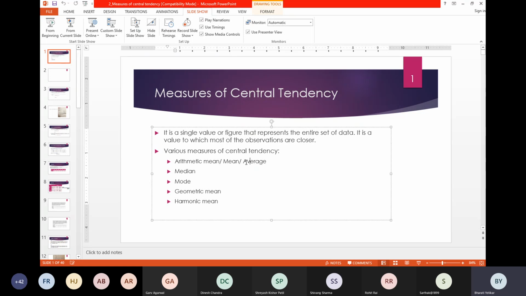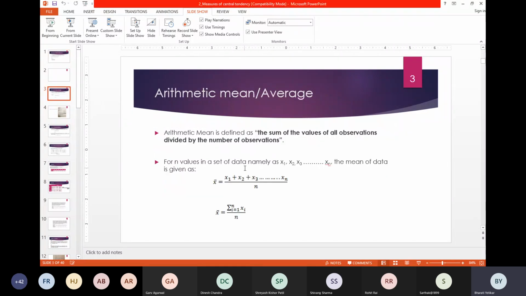It represents the sum of all values in a data set divided by the total number of values. I have changed the slide. Are you getting the formula? Arithmetic mean? Are you able to see? Yes, ma'am. Yes, so this is the arithmetic mean.